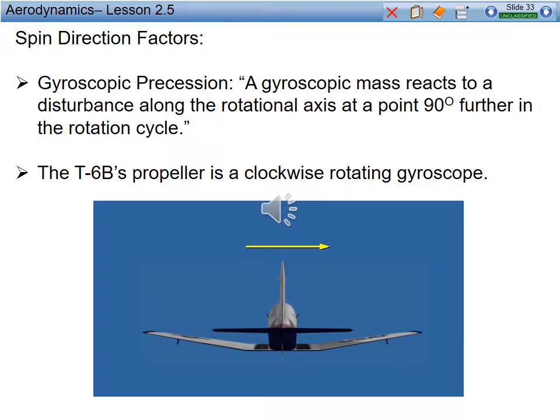Gyroscopic precession is that phenomenon that occurs when a gyroscope experiences a force. A gyroscopic mass reacts to a disturbance along the rotation axis at a point 90 degrees further in the rotation cycle in the direction of turn. The propeller of the T6 is clockwise rotating, gyroscopic, and therefore it's going to prevent certain things from happening.